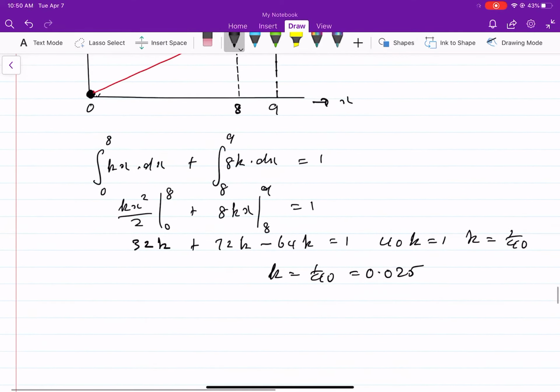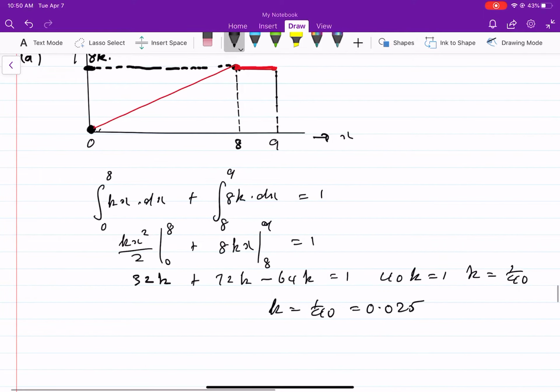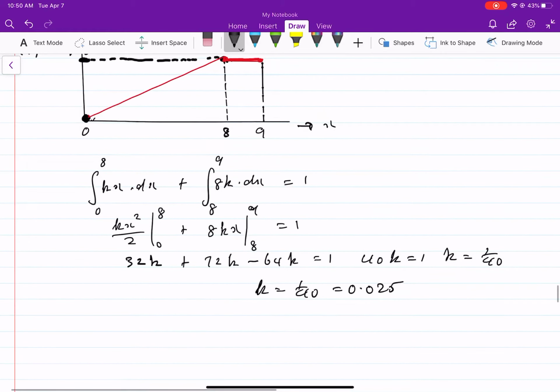Let me show you your other options. If you had recognized that shape as a trapezium, you could have found the area of a trapezium as half the sum of the parallel sides times the distance between the parallel sides. The area under that curve is half.